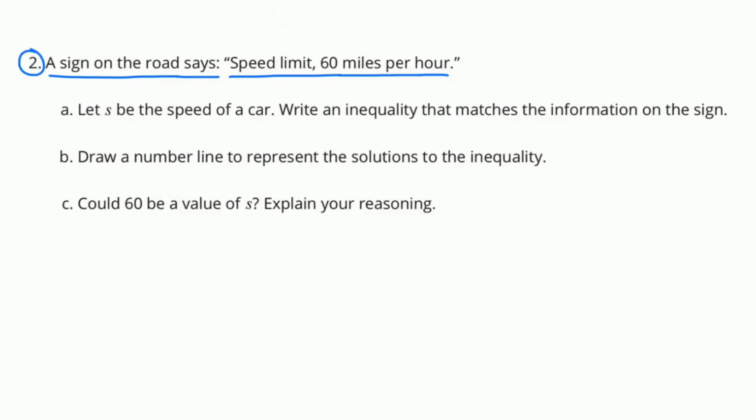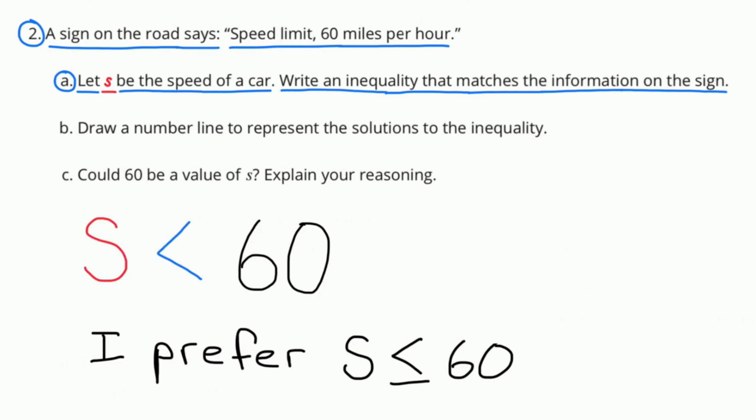Number 2. A sign on the road says, speed limit 60 miles per hour. A. Let S be the speed of a car. Write an inequality that matches the information on the sign. I wrote S is less than 60. I prefer S is less than or equal to 60, but we haven't gotten to the less than or equal to sign yet.